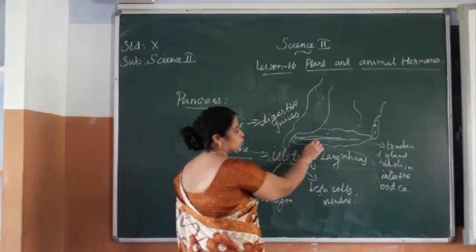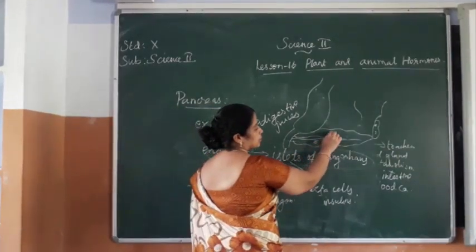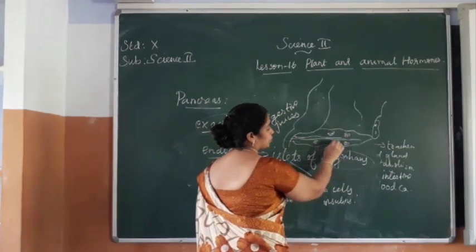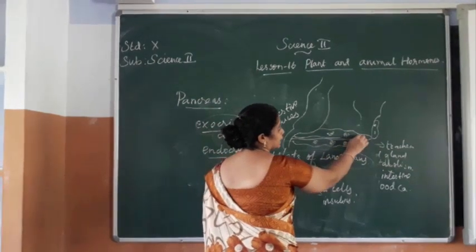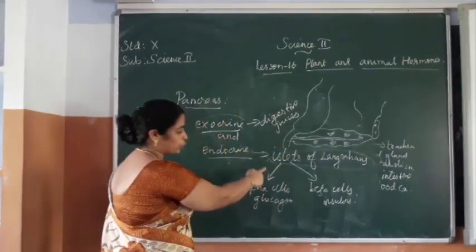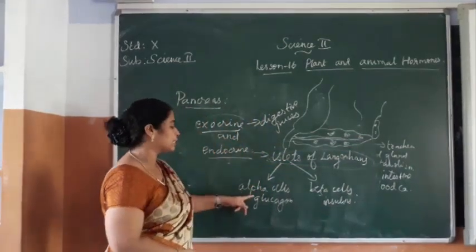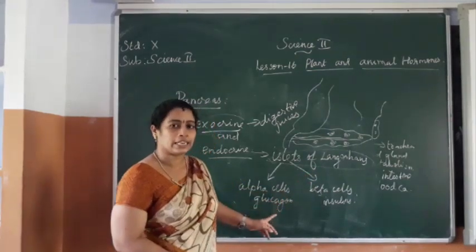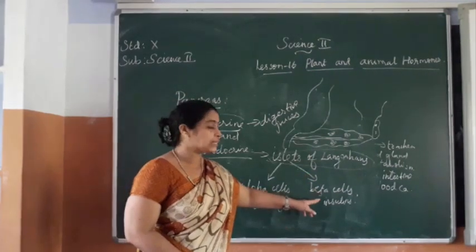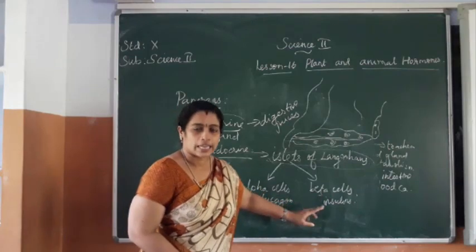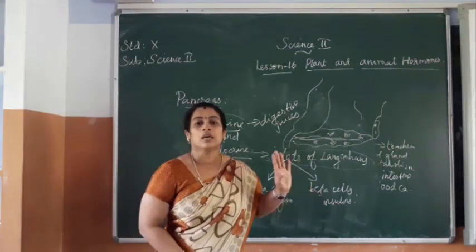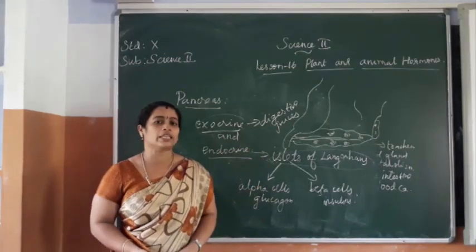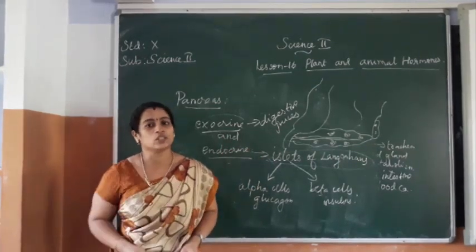It is present in small cells. The islets of Langerhans consist of two types of cells, that is alpha cells and beta cells. The alpha cells secrete glucagon, and the beta cells secrete insulin. So this is about what hormones are secreted by the pancreas and where it is located.